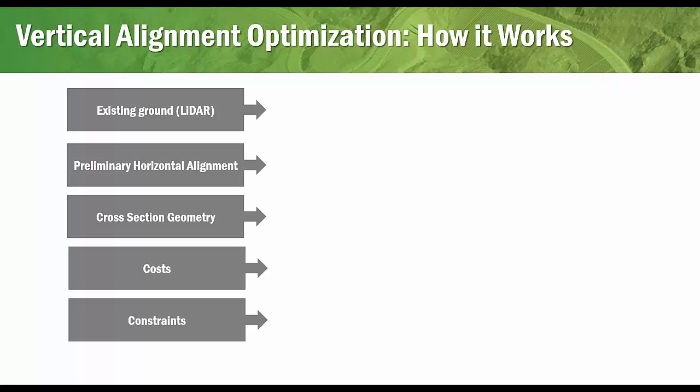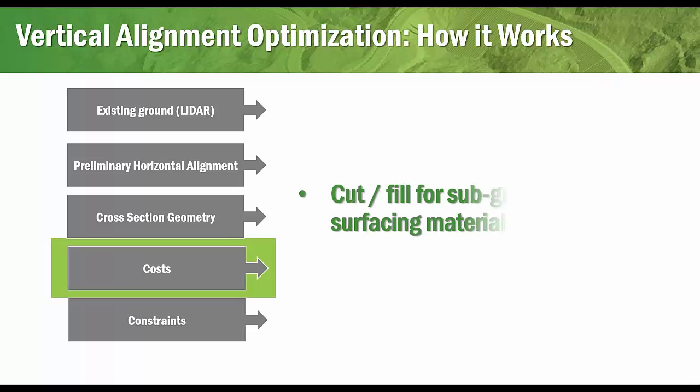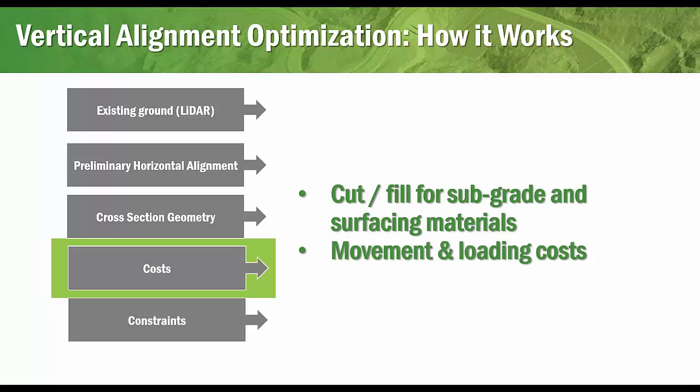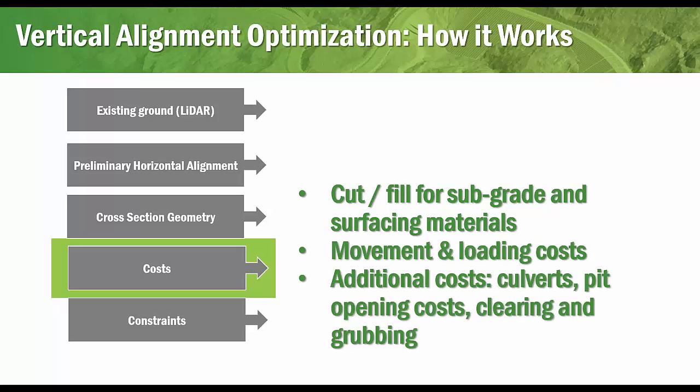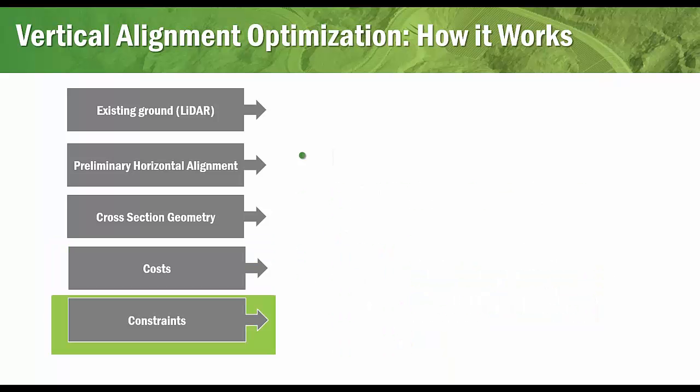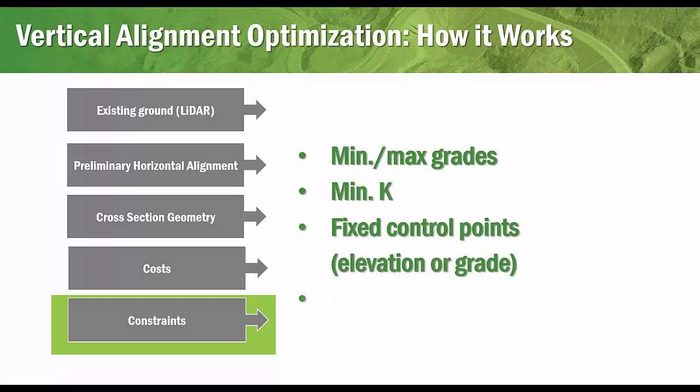And then also, once Craig opens the actual Softree Optimal window, he'll have the option to define some costs and constraints. So unit costs include cut and fill costs, movement, material, and loading costs, and any additional costs. And constraints include geometric design parameters such as K values, minimum, maximum grades, control points.